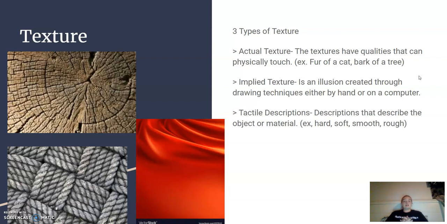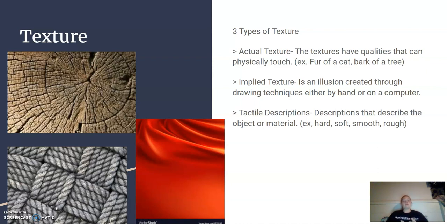Our next element is texture. There are three different textures that we know and sort of understand, but here's a little elaboration on it. Actual texture is the quality of a physical touch, such as the fur of a cat, the bark of a tree, or hair on a human. As you can see in the top corner, that is an actual texture, which is the bark of a log of a tree. It has a rough but smooth texture. You can see the indentations, you can feel the indentations and all that.